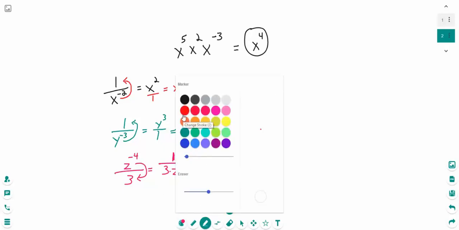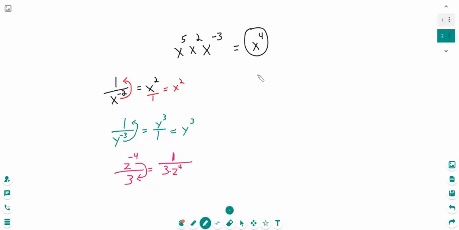What about if I've got something that looks like this? What if it's z to the negative 5 over x to the negative 2? And I told you to rewrite this, eliminating your negative exponents. Go ahead and take a moment and try to come up with a solution for this.